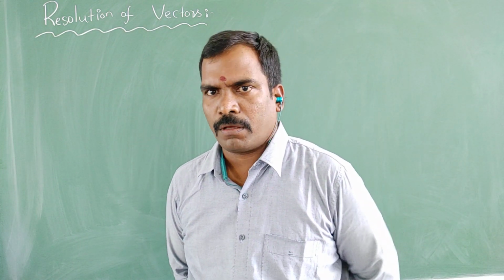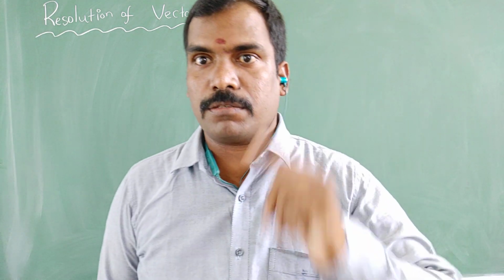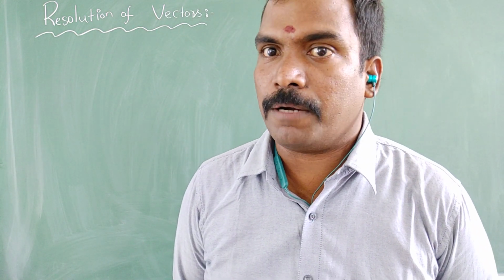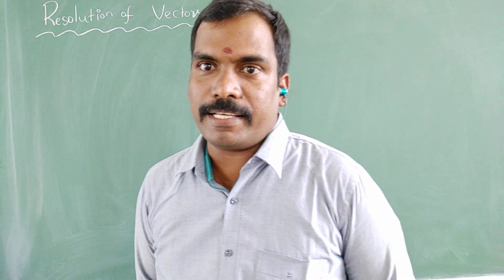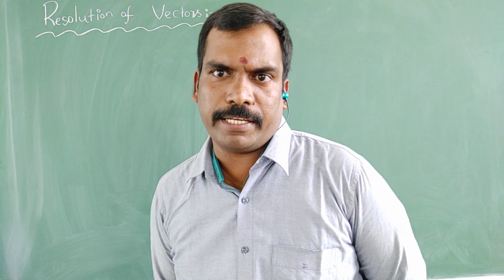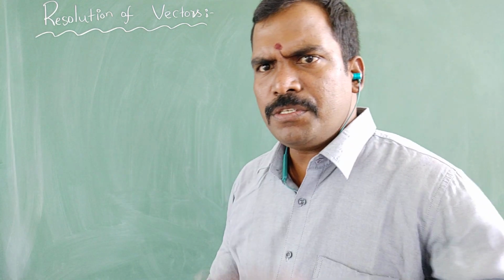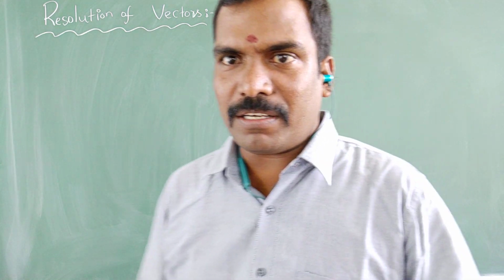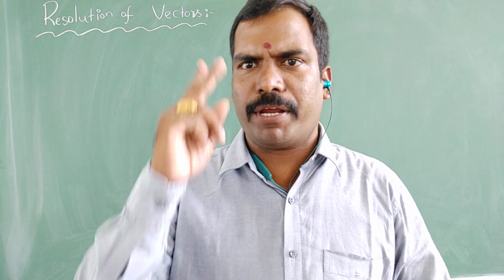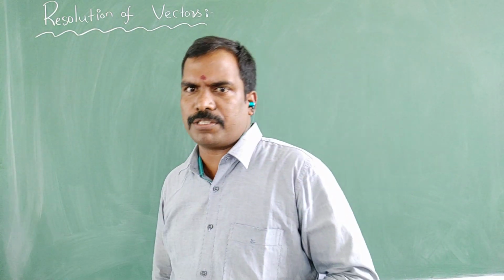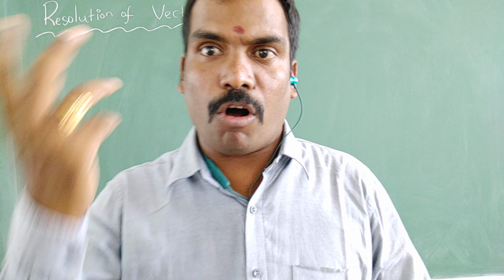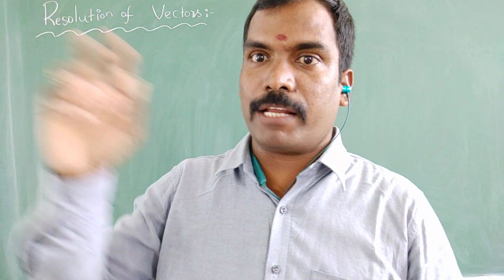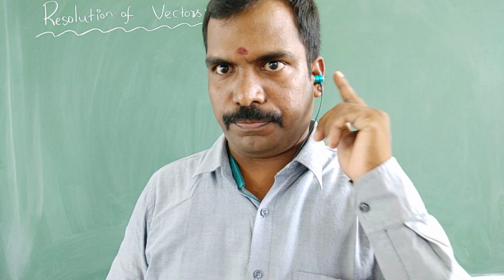But we have to realize a simple thing: sine and cos are coming from theta. The side adjacent to theta is cos, and the side opposite to theta is sine. What does resolution of a vector mean? A vector has components, and it may be two-dimensional or three-dimensional. If we add those components vectorially, we again get the former vector.